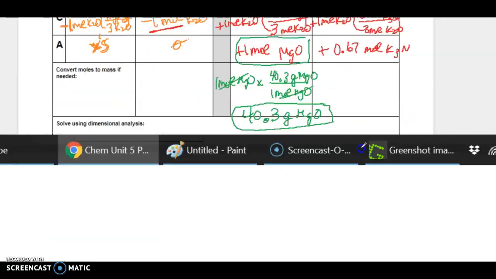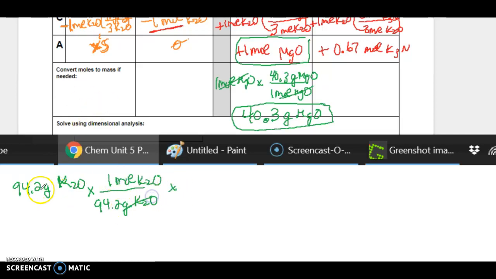Okay? All right. So let's see if we did it just purely with dimensional analysis, okay, in one big step, how it would look. Okay, so we start with what was given, which was 94.2 grams of potassium oxide. Okay? Then I know there were 94.2 grams of potassium oxide and 1 mole of it. Okay, so now these cancel. Okay, then I have to use my ratio from the equation. So I know that 3 moles of K2O produced 3 moles of MgO. That's what I got from the coefficients of the equation.